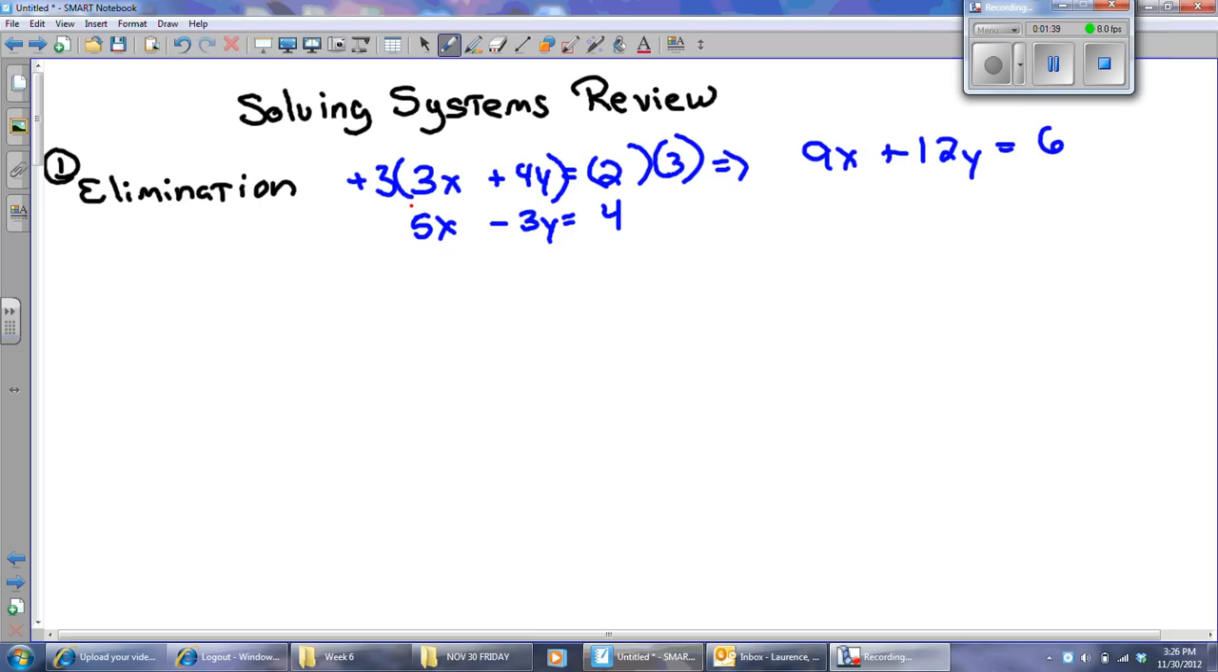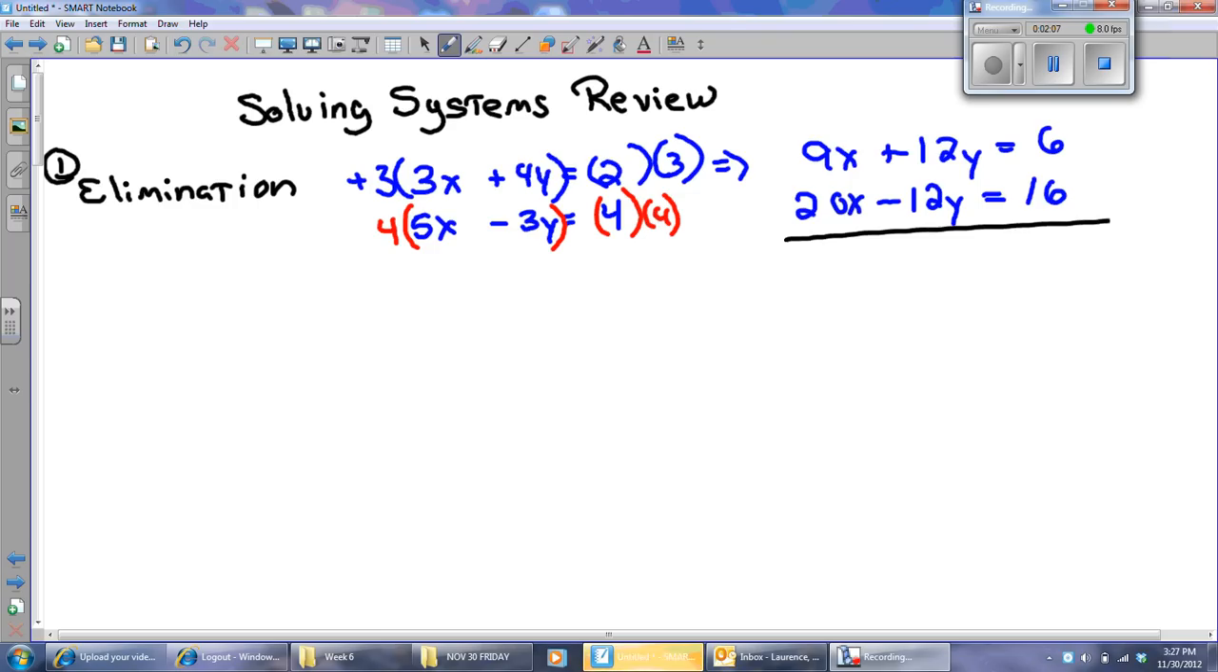All right, so then the second equation, I'm going to multiply by 4, and I'm going to end up with, looks like, 20x minus 12y equals 16. And see how the coefficients on y, they match, but they're additive inverses of each other. So now I can add together the two equations, and I'm going to end up with a 29x. Those y terms are going to cancel, and I'm going to get 6 plus 16, which is 22.